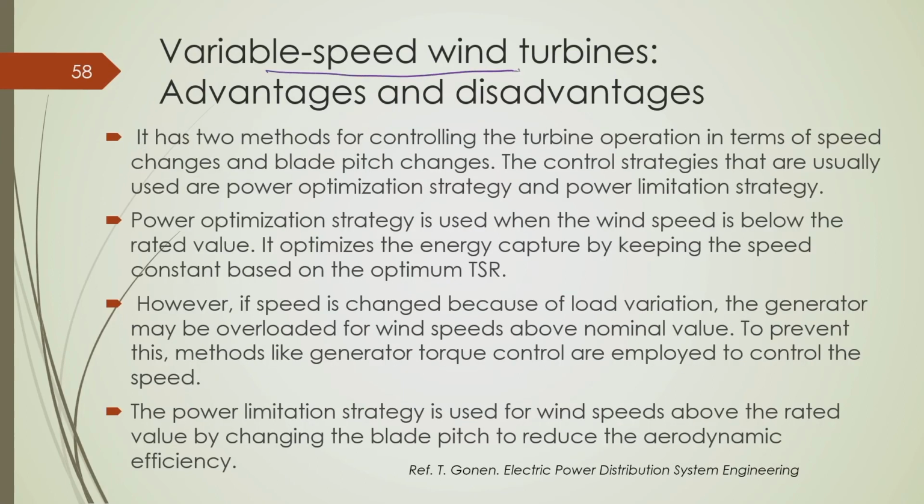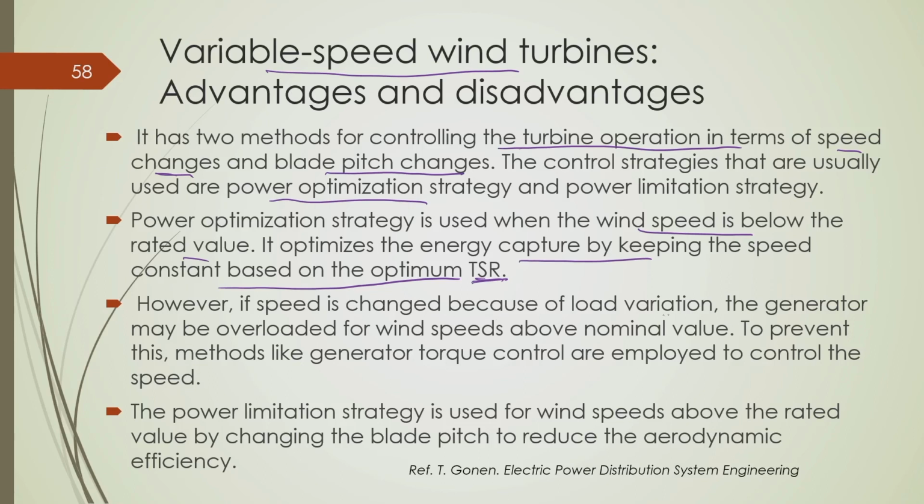So, in variable speed wind turbines, there are two methods of controlling the turbine operation in terms of speed changes and blade pitch changes. With these two, we can enhance the generation in different wind speeds. Okay. And we can also make a power optimization strategy. Okay. So, when the wind speed is below the rated value, we can optimize the energy capture by keeping the speed constant based upon the optimum TSR. TSR stands for tip speed ratio, I will come to that, what is the significance of that.